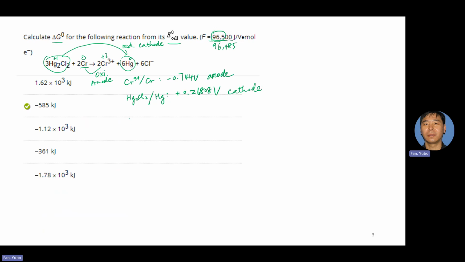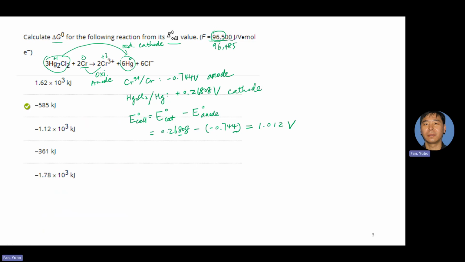Anode. And we know the cell potential equals E cathode minus E anode. So now we plug in the values. The cathode is the mercury one, so 0.26808 minus the value for the anode. Then we have 1.012 volts. We keep to the thousands. We have a very accurate value for the cathode, but we just cut to the thousands.